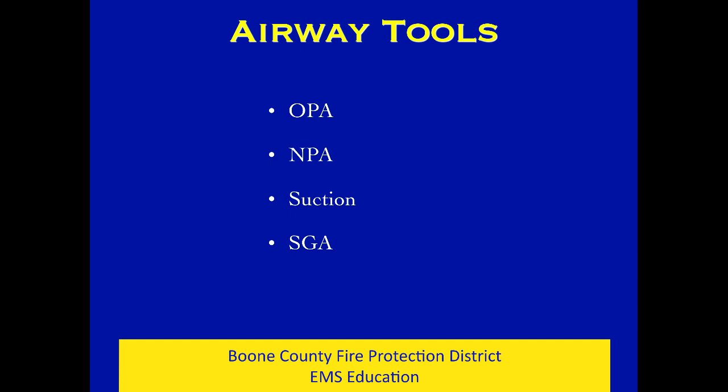Other airway tools that we'll talk about: an oral pharyngeal airway, an oral airway, an OPA, a nasopharyngeal airway, a nasal airway or a nasal trumpet, an NPA. We'll talk about how to use suction, both the manual suction that we have and mechanical battery-powered suction that's available to some EMS responders. Then we'll talk about some advanced airways, most particularly for us, the supraglottic airway, the SGA.